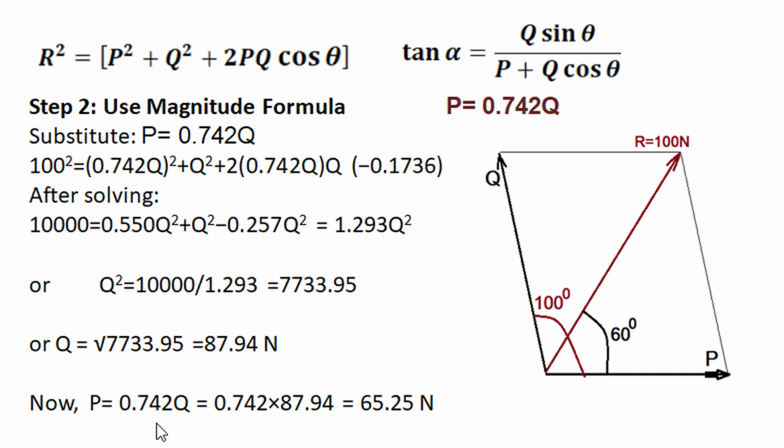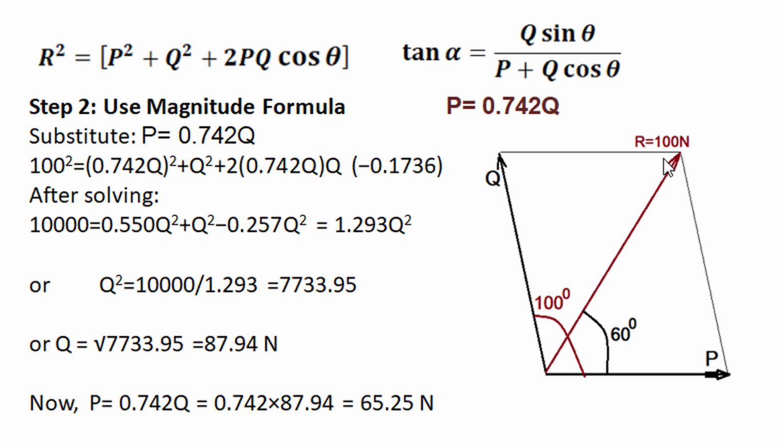And P and Q have a relation. So P, which is 0.742 times Q, with Q as 87.94, comes as 65.25. So this unknown force P is 65.25 Newton, and this Q is 87.94 Newton. When they act at a 100-degree angle, the resultant comes as 100 Newton and will make an angle of 60 degrees with force P and 40 degrees with force Q.